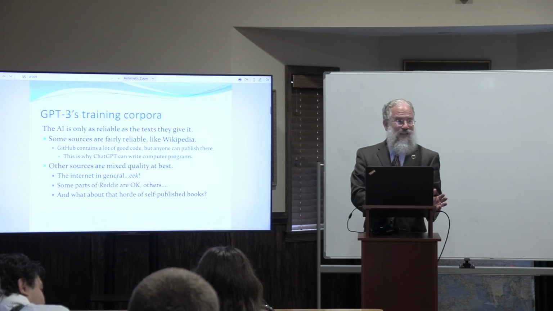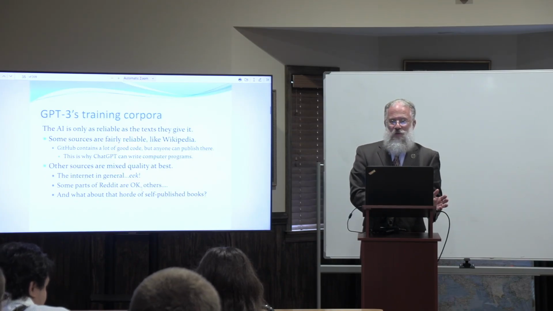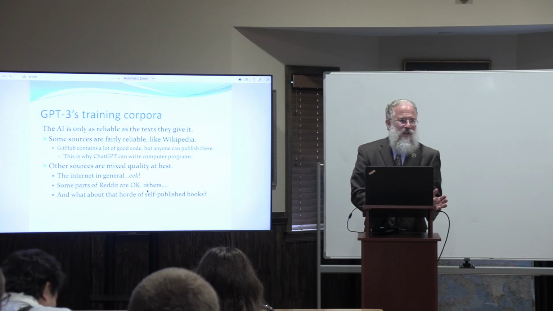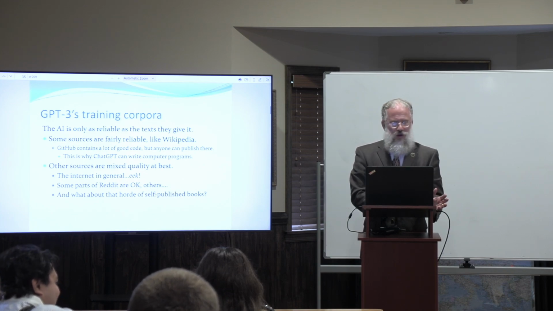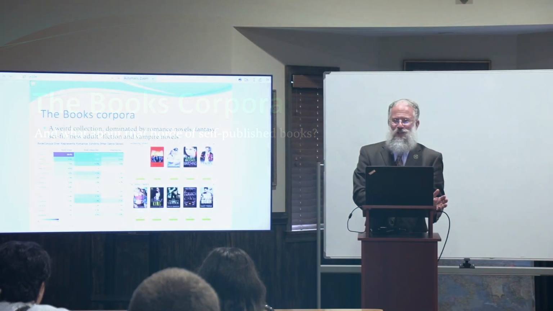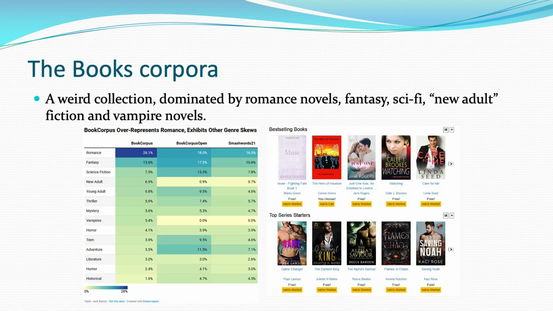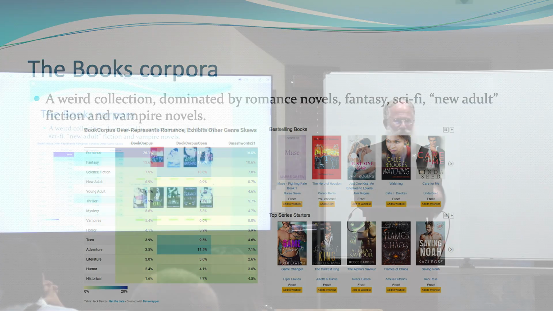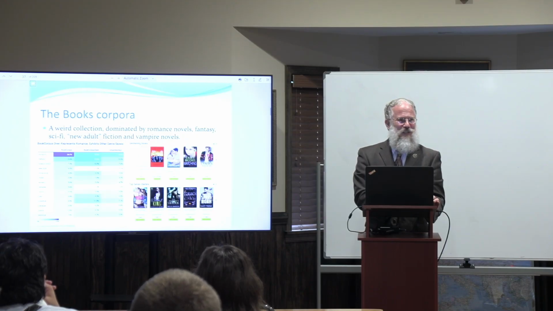Other sources that we looked at a moment ago, the internet in general? Yeah, not always the best. Sorry, human race, but it is not pretty. Some parts of Reddit you probably know are perfectly dandy. Other parts, you probably don't want your friends and relatives hanging out there. And what about that horde of self-published books on smashwords.com? Well, people have dug into that too. It's a weird collection of romance novels, fantasy, sci-fi, so-called new adult fiction, vampire novels. I've got links in the PowerPoint deck to my sources for this, but people have done analysis of what's in that 16% of its training data.